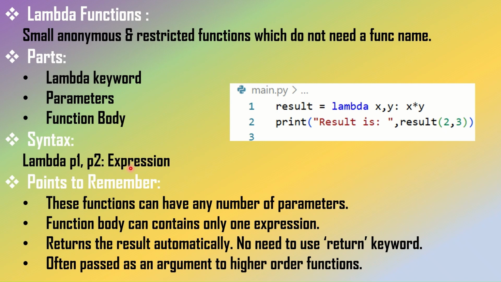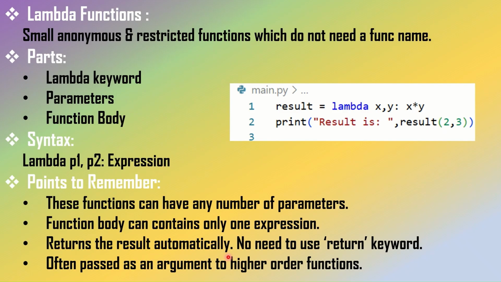In the syntax, we have an expression, right? In place of this expression, we need to have the function body. So this function can have only one function body. Whereas in our normal functions, we can define a number of body statements inside the function, but a Lambda function can only have one expression. It is not allowed to have multiple function bodies.